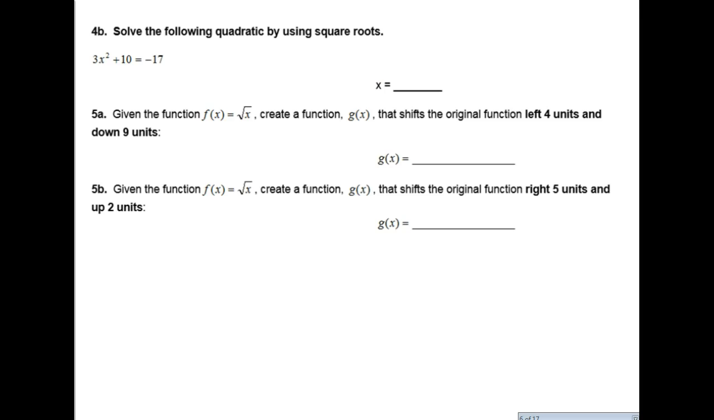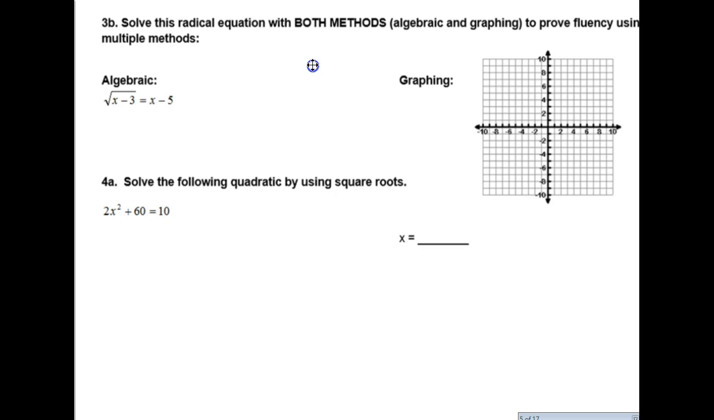Let's look at 4B. Oops, maybe not. Where'd 4A go? There it is. 4A, we're going to now read the directions. Solve by taking the square root. So we have to think about, okay, when I'm solving something through square rooting, I want to isolate the thing that's being squared. So my first step would be to subtract 60 from both sides.